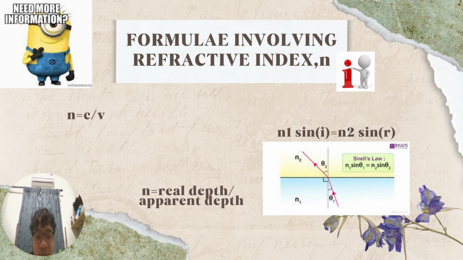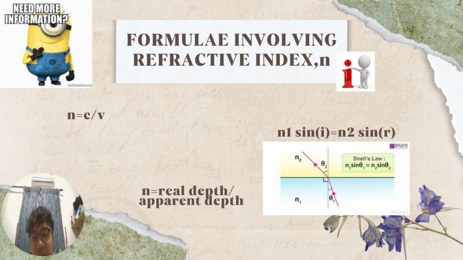Moving on to the next one. This one kita apply daripada Snell's law. N1 sin I equals to N2 sin R. Okay, so N1 sin I ni kita ambil daripada refractive index yang pertama tu, and dia punya angle to the normal equals to refractive index objek yang kedua tu and angle dia juga ke normal. Okay.